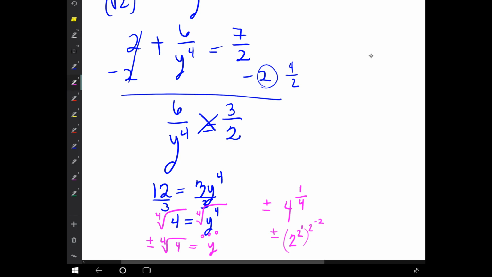If I raise an exponent to an exponent, we multiply. What's 2 to the first times 2 to the negative second simplified to? Let's start with 2 to the negative first. So this actually simplifies to plus or minus 2 raised to the 2 to the negative first, aka the 1/2.